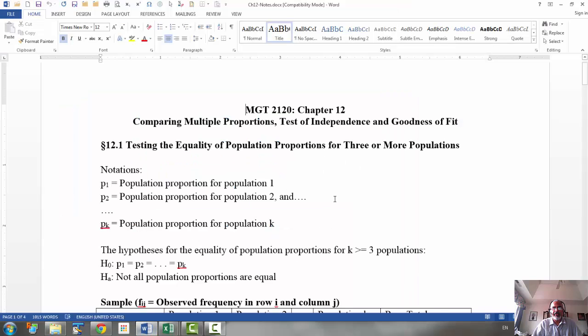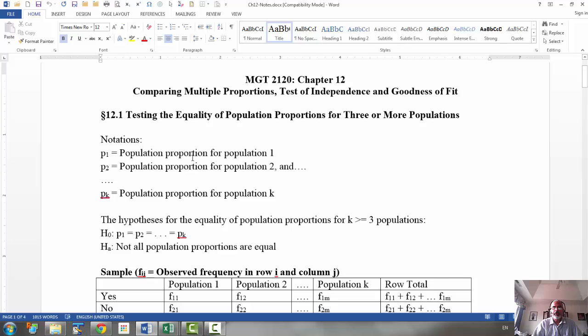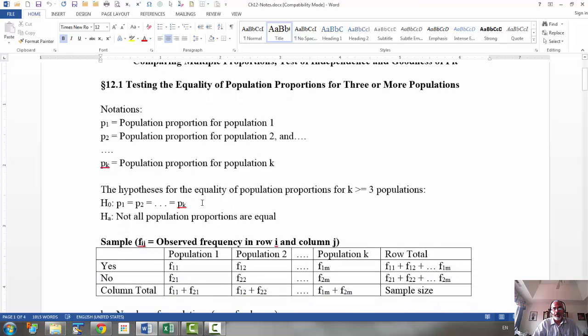So let's first take the multiple population proportions. So three or more populations. Say, for example, we have k populations. In each population we have a population proportion of what we define as success, or yes and no. And we want to test whether all the population proportions are equal, as against the alternative hypothesis that not all of them are equal.